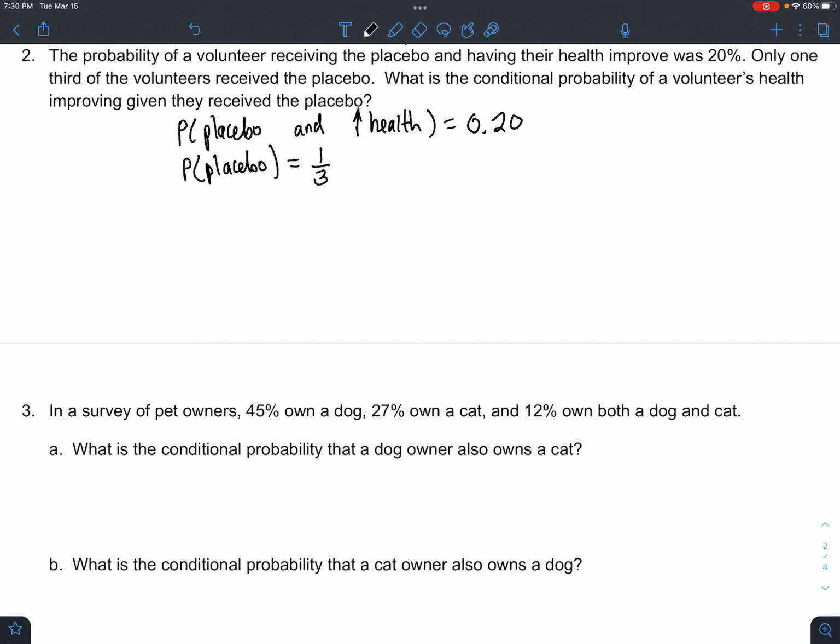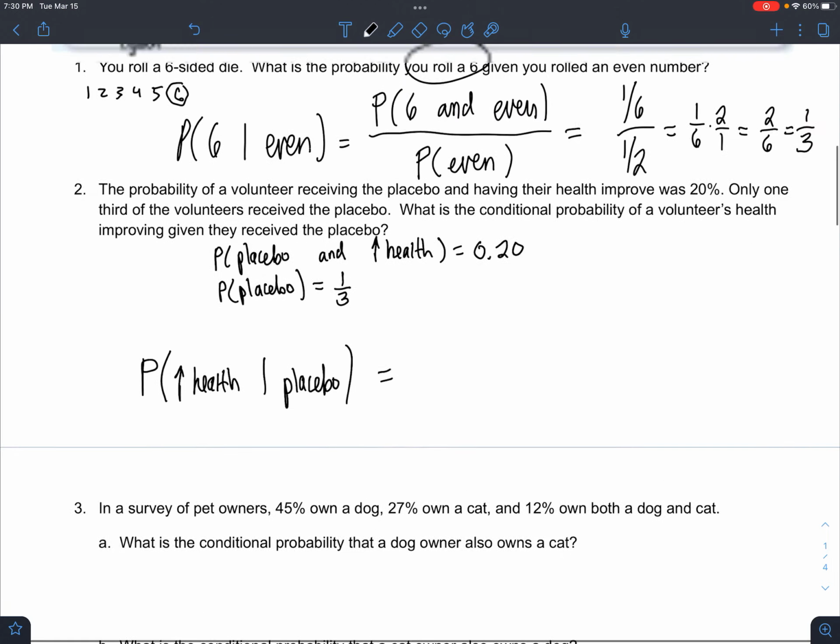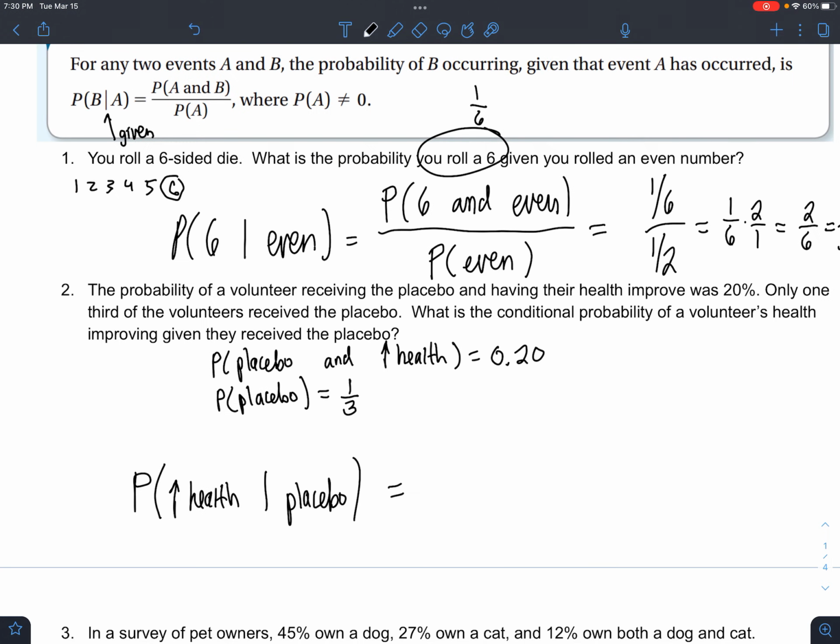And the question is, what is the conditional probability? So I know it's going to have a given of a volunteer's health improving given they received the placebo. So the last part is the given. And we're looking for the probability that the health improved. So the conditional formula is probability of B given A is the probability of both divided by the probability of the given. So it's the probability of both of them happening.